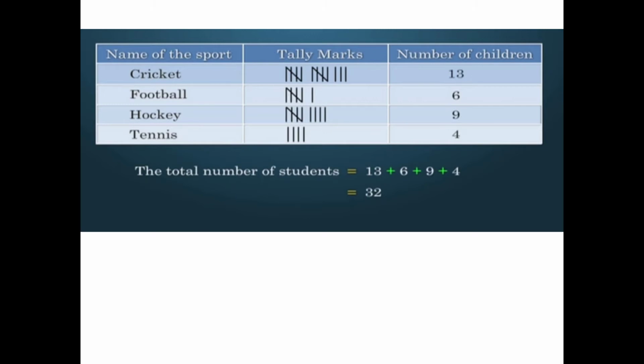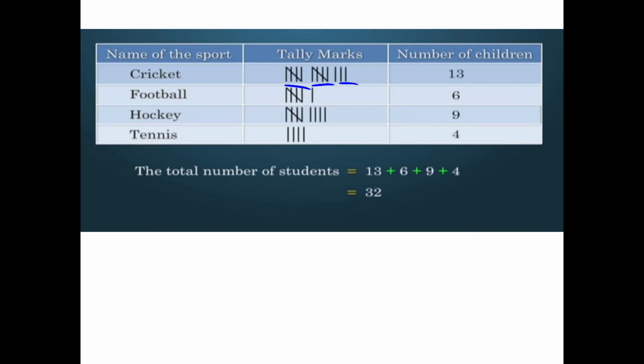Okay, so this one is a 5, this is a 5, and this is a 5, and this is a 3. So 5 plus 5 plus 3 is 13. So instead of writing the 5 dashes, we can write a cross. Okay, and then football is 6 students, so 1 2 3 4.